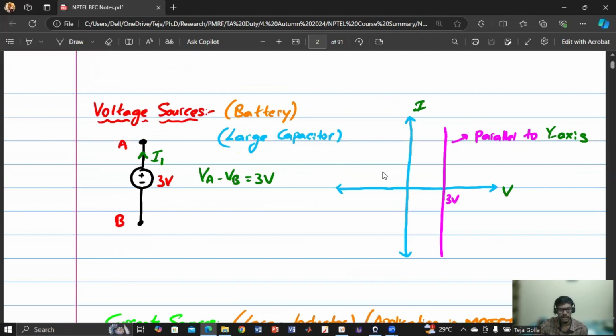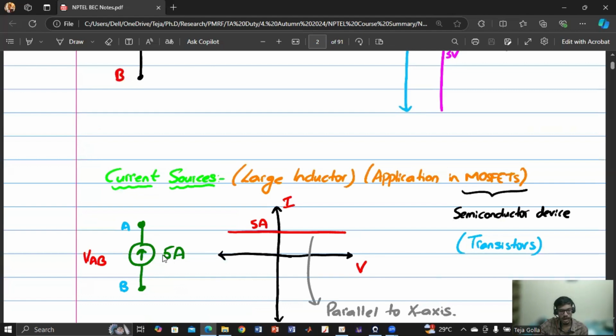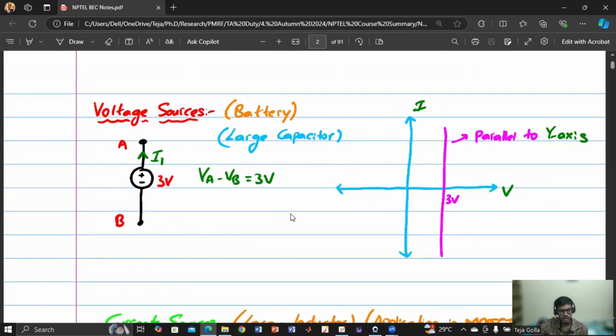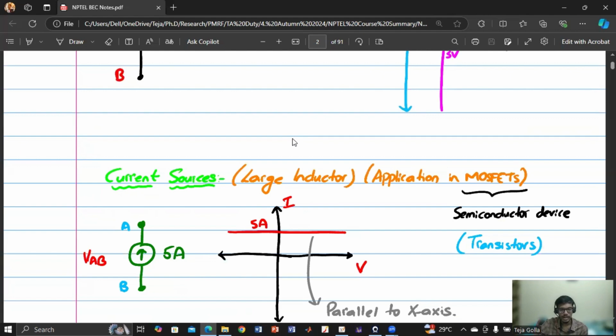But in practice, none of them are ideal. There will be some parasitic resistance in series with the voltage source, and a high resistance in parallel with the current source. Here we discussed the ideal voltage source, which we can consider as a battery, a large capacitor. A current source, practically, will be either a large inductor, or at MOSFET level, some kind of circuit that will act like a current source.